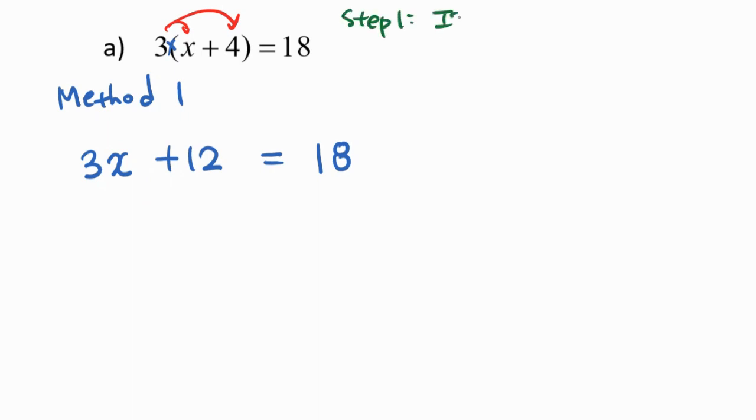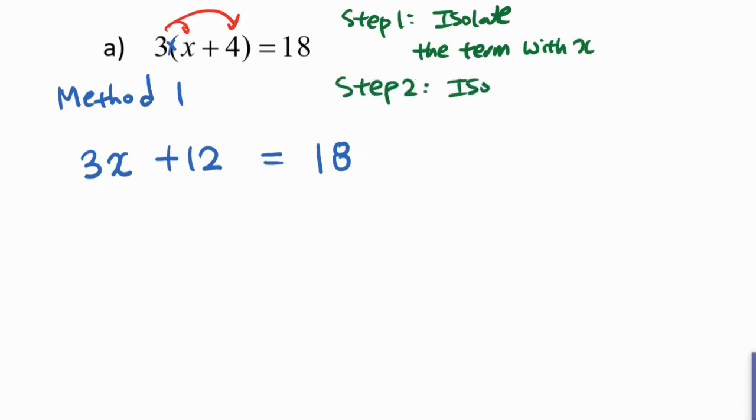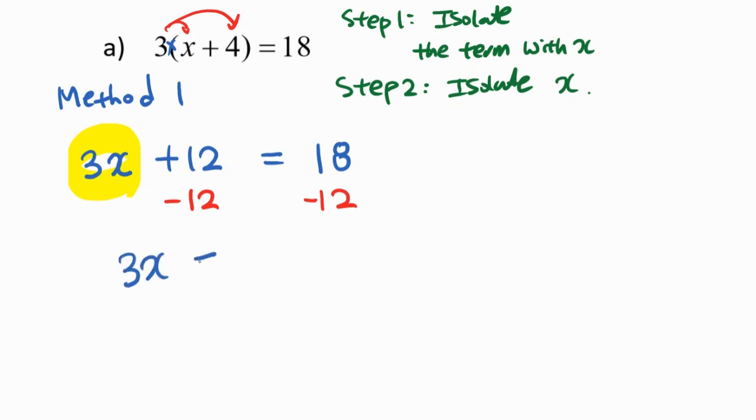Step 1, isolate the term with x. And step 2, isolate x. Alright. Okay. So we're going to isolate 3x. Then that will be, we have to subtract 12 from both sides because we want to remove plus 12. So that will be 3x equals 18 minus 12, which is 6.